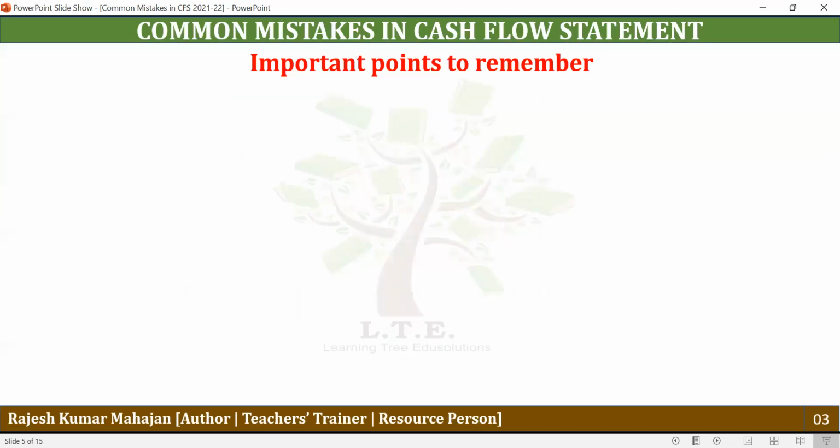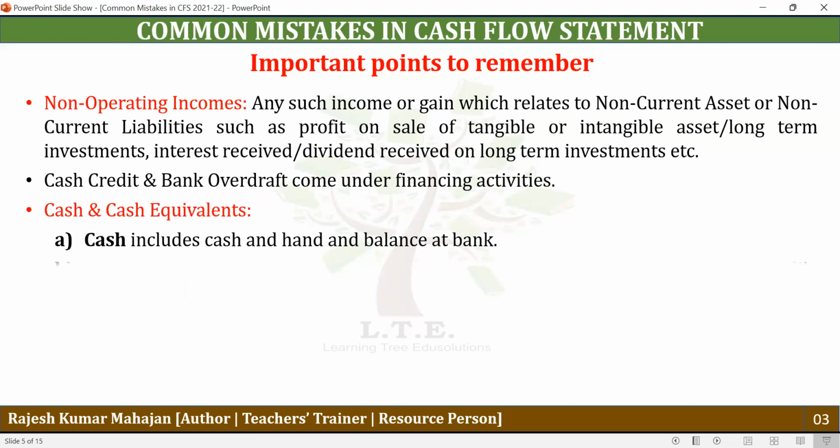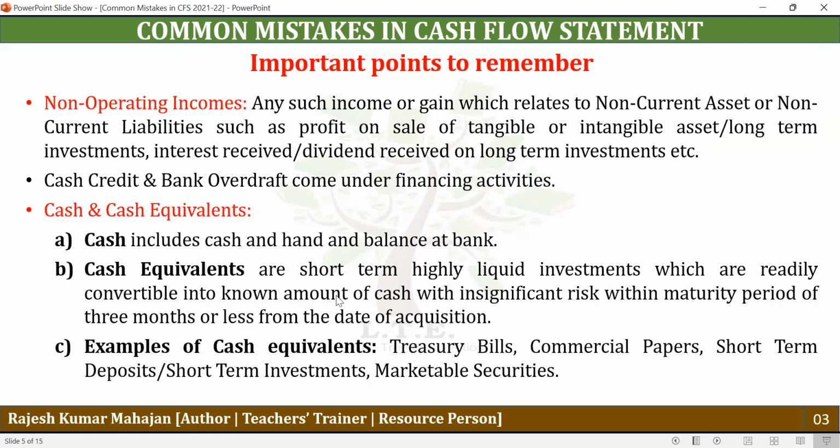Next, we have non-operating incomes. Non-operating incomes are those incomes which relate to your non-current assets and non-current liabilities once again.